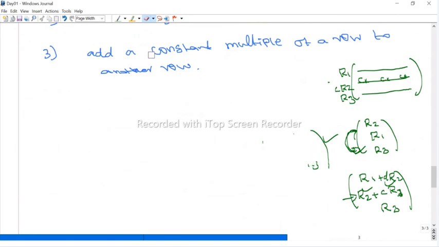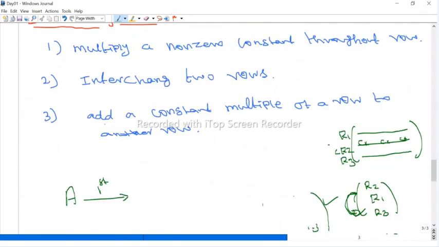So we start with the matrix A. If you apply the first kind of elementary row operation, that means you multiply some non-zero constant throughout some row, you will get some new matrix. We call that new matrix A1. Again, I do some operation on A1. Suppose I apply the second kind, interchanging two rows of this matrix A1, we get some other matrix A2.